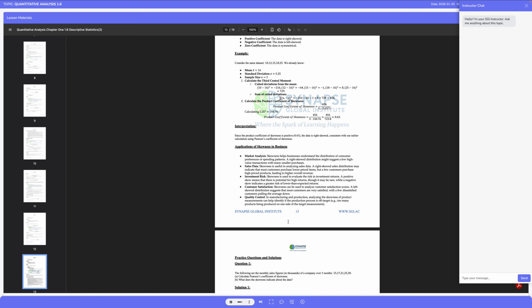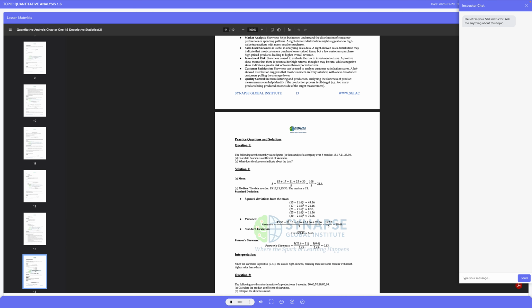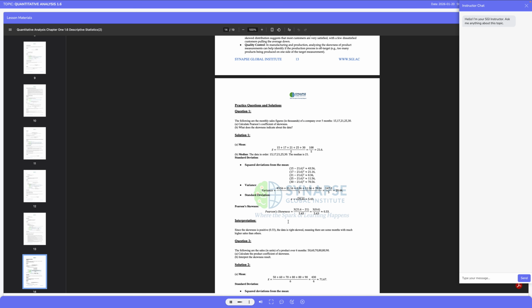Suppose a dataset of daily sales figures produces a Pearson's coefficient of skewness of positive 1.2. This indicates that the distribution is positively skewed, meaning that most sales values are clustered at the lower end, with a few high sales days stretching the distribution to the right. From a business perspective, this suggests that planning based on the mean alone may be misleading, and that inventory, staffing, and forecasting decisions should account for the fact that lower sales days are more common than the mean might suggest.